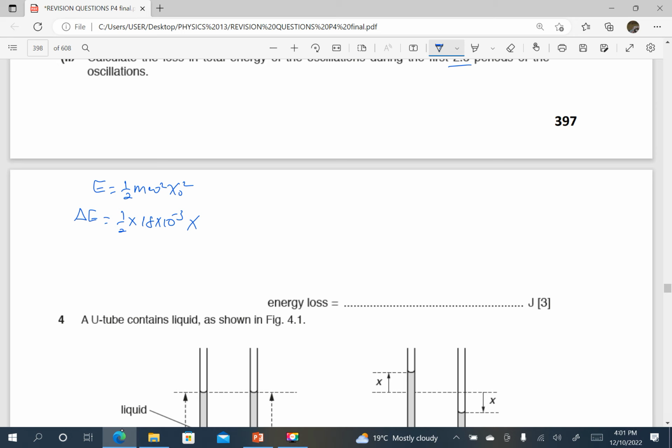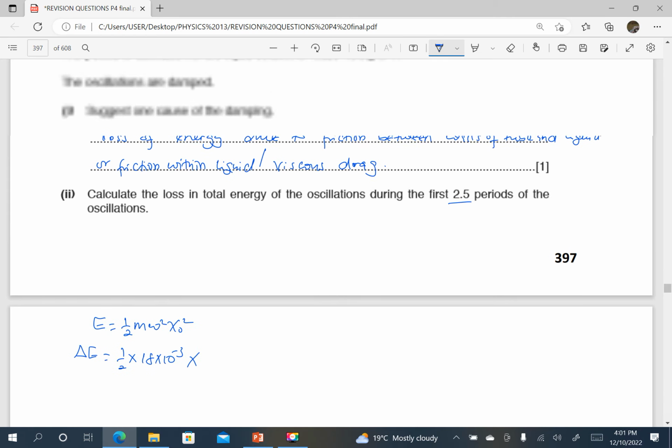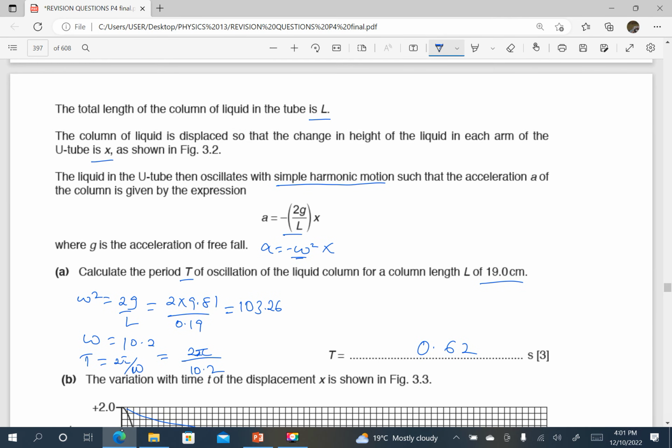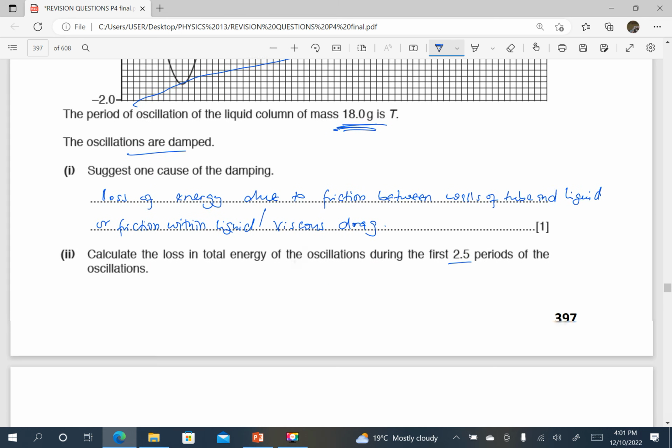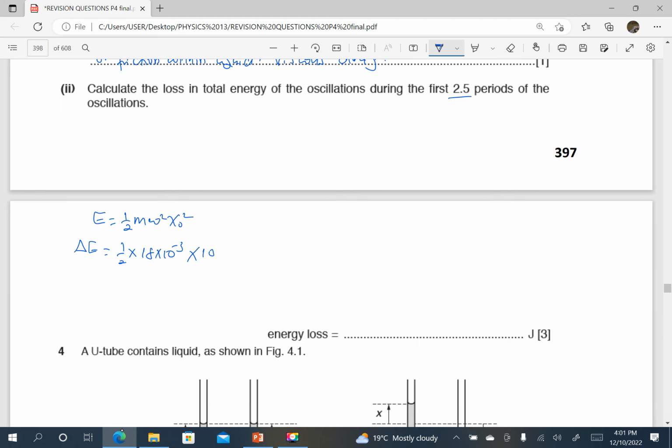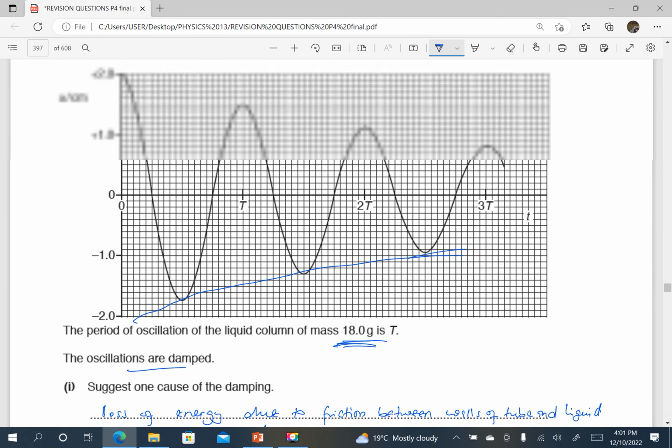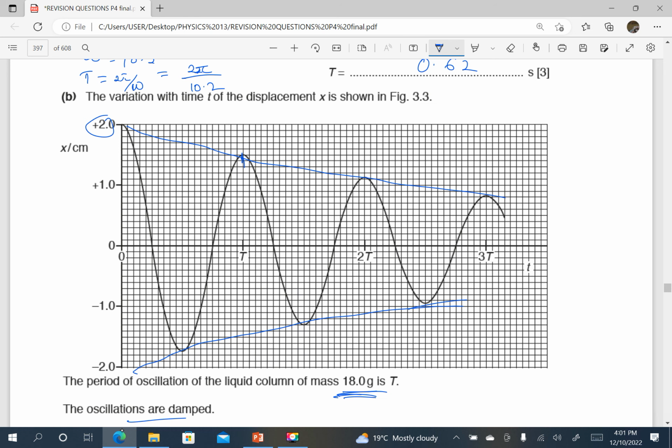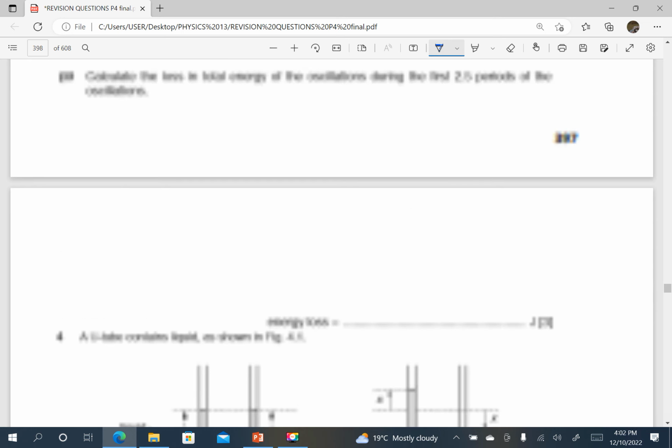Omega was, I think, 10.2, but squared it was 103. I'll use 103 for omega squared. You can use 10.2 and square again, but 103 is fine. That is omega squared times the difference in x naught. At the start, x naught is 2.0. Then after 2.5 cycles, this is 1 cycle, 2 cycles, half a cycle is here. 2.5 cycles is somewhere here. I think it is 0.95, because each smaller square on the vertical is 0.1, but it is in the center here. So it is 0.95 centimeters.